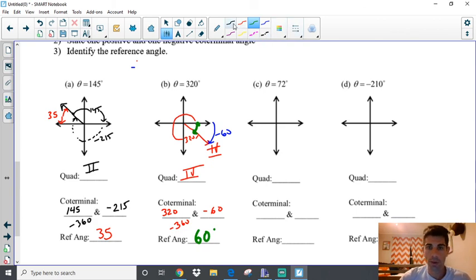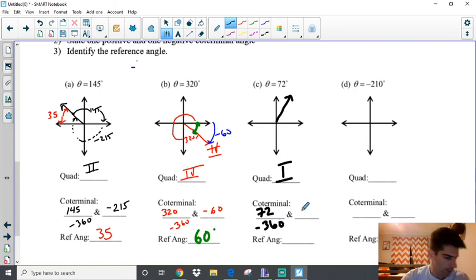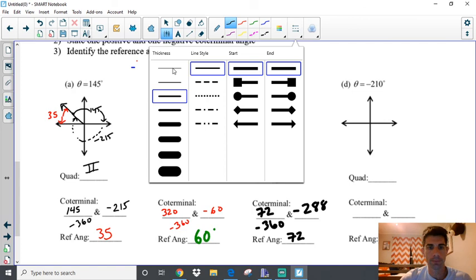All right, so if you want to give a little pause right now and try to do C and D for your own practice, awesome. Otherwise, I'm going to keep going. Here's 72. I'm going to go before that 90. So there you go, 72. Subtract that from 360. We're going to get negative 288. So then your reference angle, we're in the first quadrant, so it's going to be the same angle.